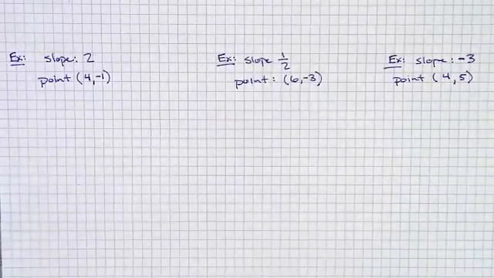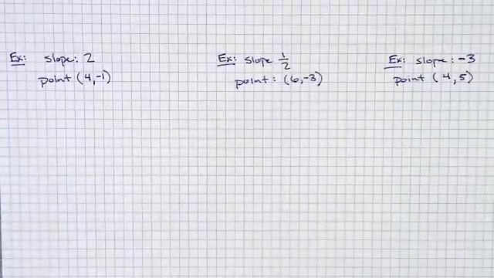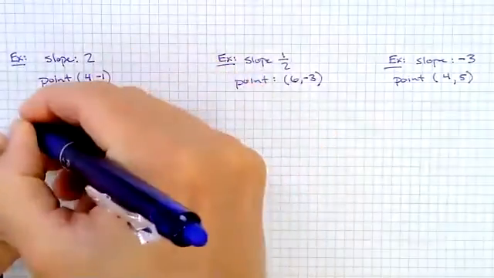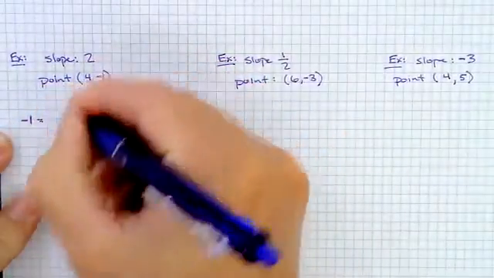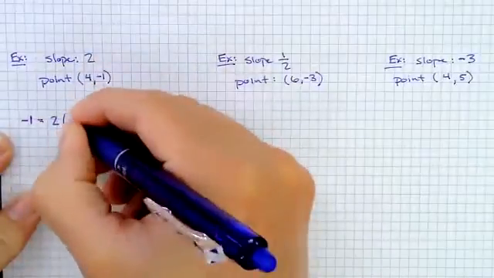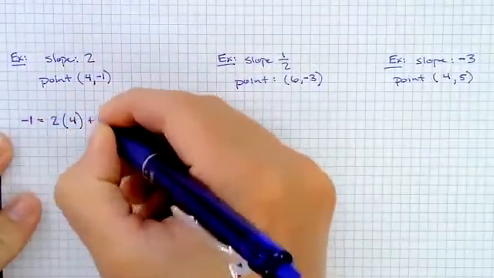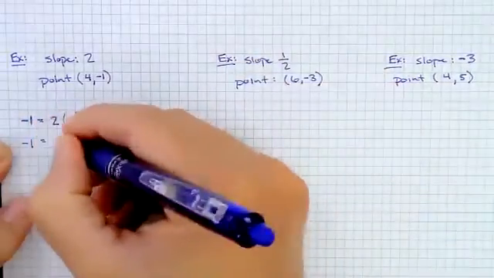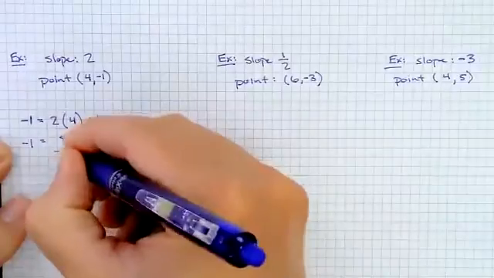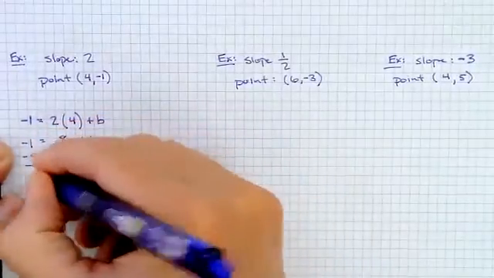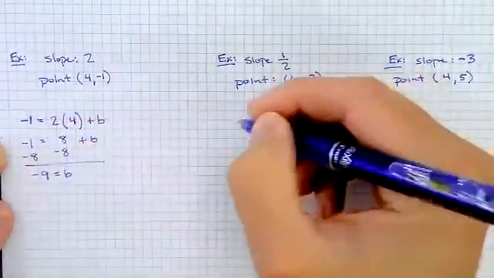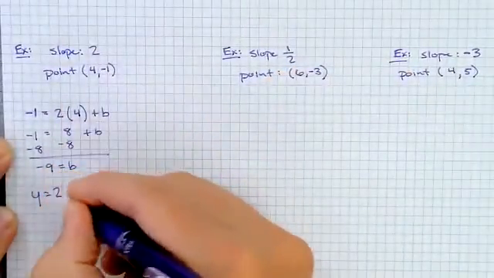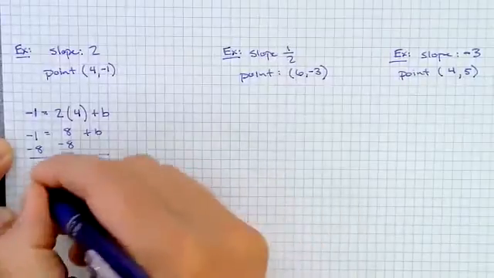All right, so on the first one, we have slope of 2, point of 4, -1, so -1 goes in for y. My slope is 2, my x value is 4. So I have -1 equals 8 plus b. So I get -9 equals b. So I take my slope from above, y equals 2x minus 9.